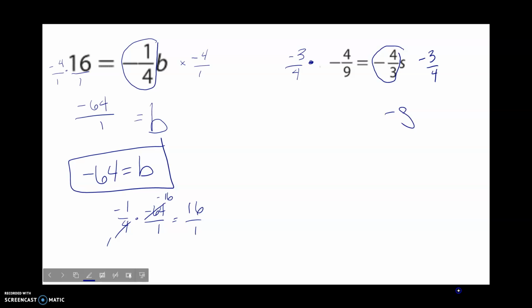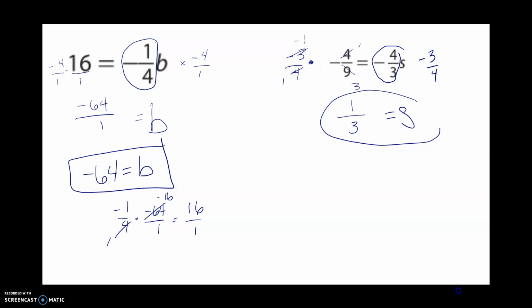So I get s on the left, because that would cross simplify. Negative times negative is a positive. I would simplify the 4's here, and these are both divisible by 3 to get negative 1. And 3, we have a negative. Negative times negative would be a positive. 1 times 1 is 1. 1 times 3 is 3. So s is 1/3. Again, we could check by making sure that negative 4/3 times 1/3 gives me that negative 4/9, which it does.